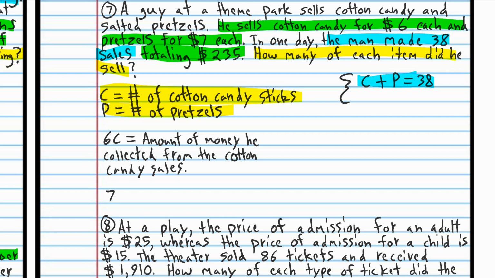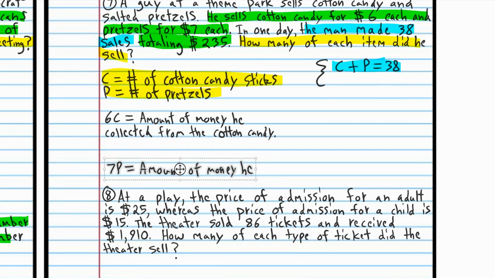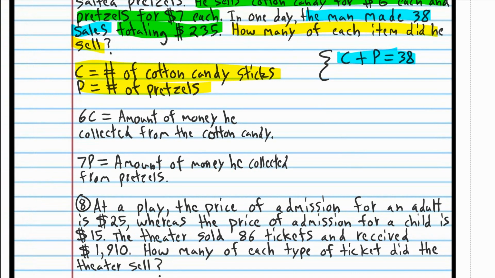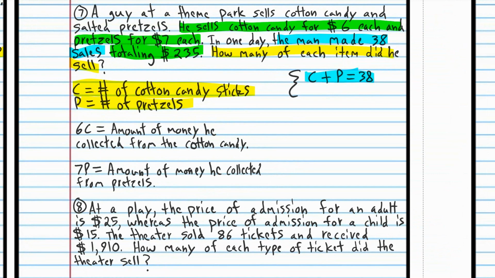And 7 times P is the amount of money he collected from the sales of the pretzels. I'm running out of room, so I'm going to have to make that smaller. So if it's $7 for each pretzel, then you take $7 and multiply it by the number of pretzels he sold, and that gives you the amount of money that he made from selling the pretzels.